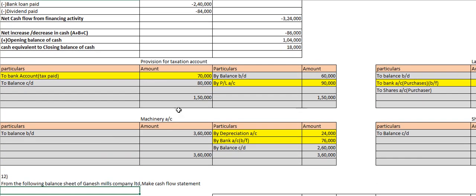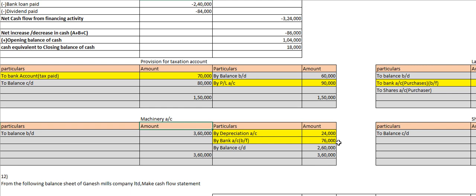So once you prepare your land and building account, we come back to machinery account. So it is to balance brought down 3,60,000, by balance carried down 2,60,000. The depreciation which is given in the question, which is 24,000. So the balancing figure is by bank account, which is nothing but your sales, which is 76,000. Total you will get 3,60,000.